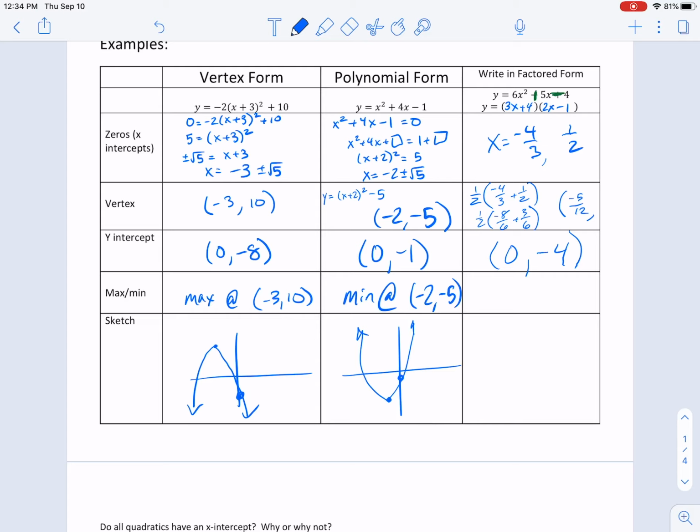Max and min: this one's going to open up, so it's got a minimum at whatever that vertex was, -5/12, comma, whatever you got from a second ago. The sketch was we had a 0 at negative 4/3, and then a 0 at positive 1/2. We have a y-intercept of 0, negative 4 somewhere down here, and a minimum a little bit lower right there. And so pretend I can draw, it looks something like that.